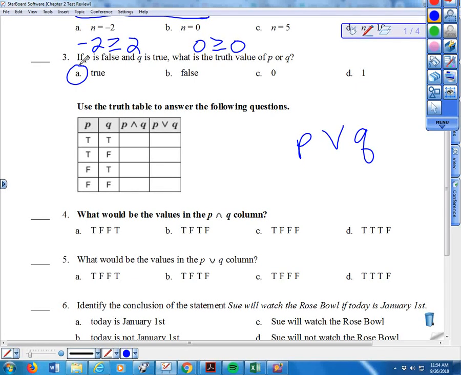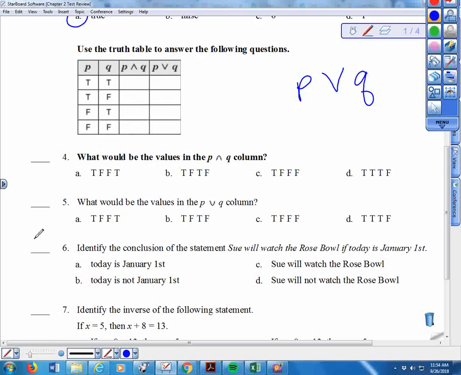Okay? Use the truth table below to answer the following questions. What would be the values in the P and Q column? Well, if it's and, the only one that's true is where both are true. Okay, so it's got to be true, false, false, false. In the P or Q, well, as long as one of them is true, the truth value is true. But the last one, both are false. So true, true, true, false. Letter D. Make sense?